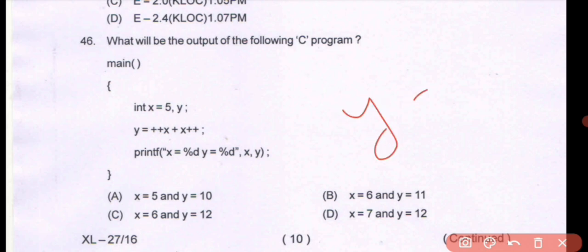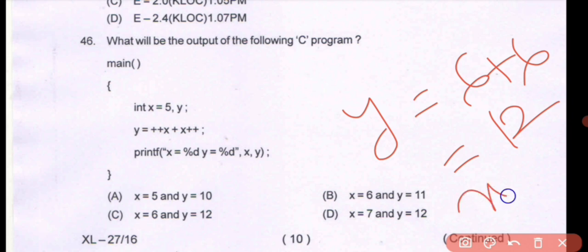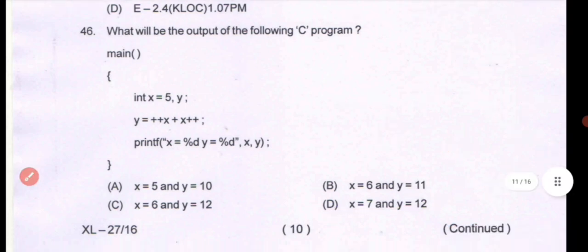So y is equal to 6 plus 6, which is 12, and x is equal to 7. The correct answer is x is 7 and y is equal to 12.